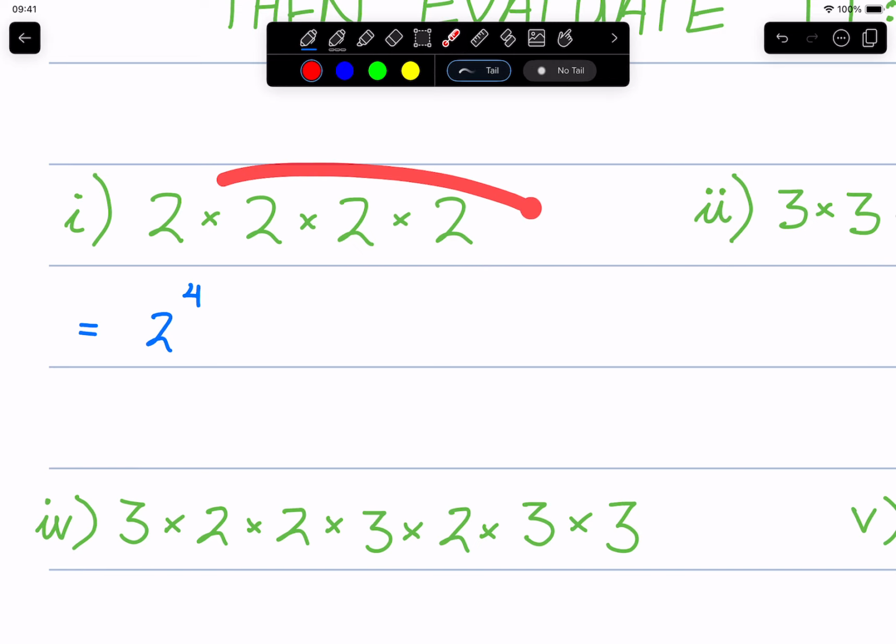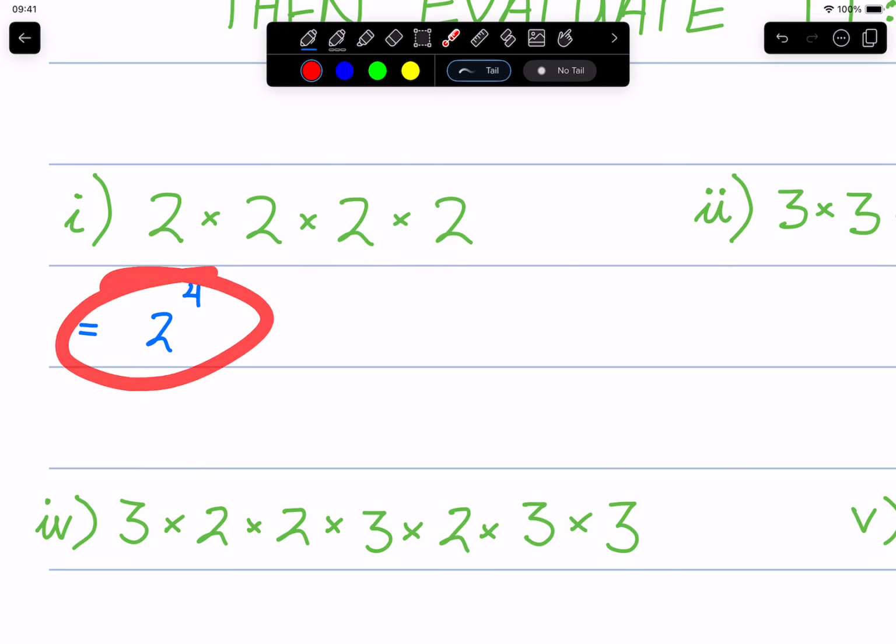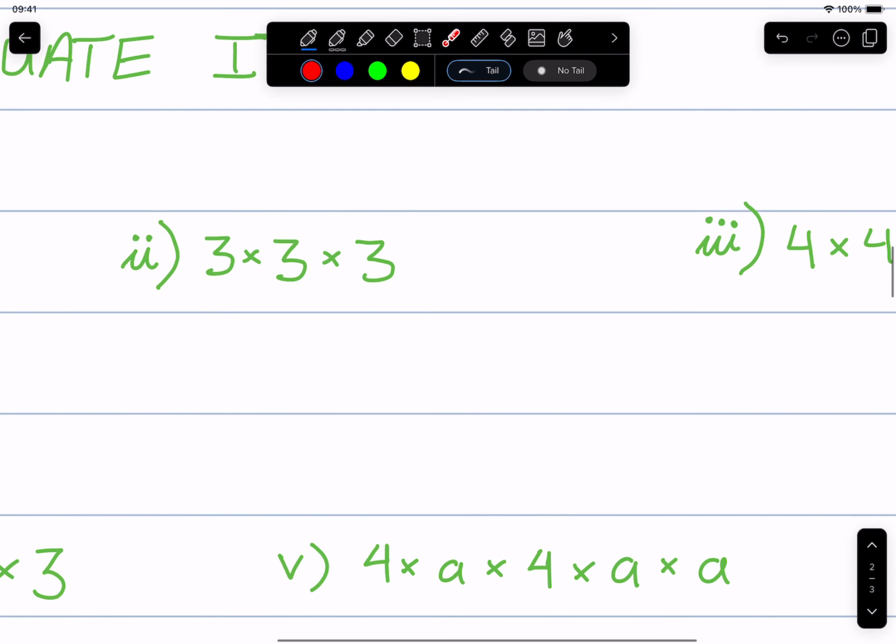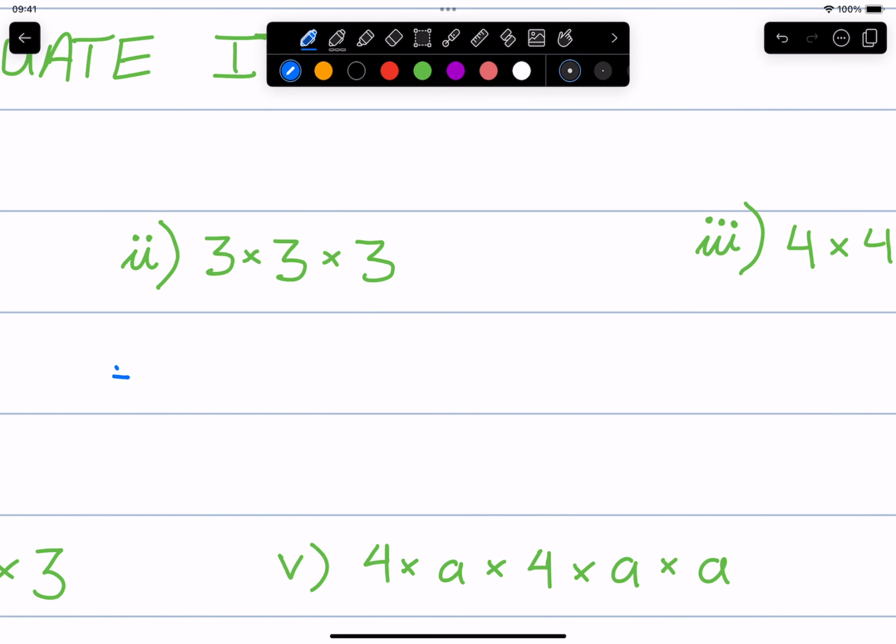So this is expanded notation, and this is index notation. Let's keep going. As we can see here, 3 is the number being repeatedly multiplied. So 3 is the base, and there are 3 multiplications, so 1, 2, 3. So that is going to be 3 to the power of 3.